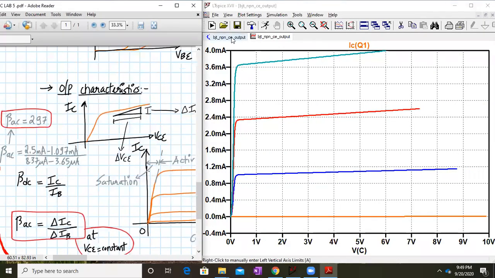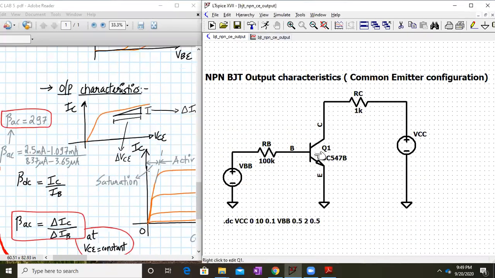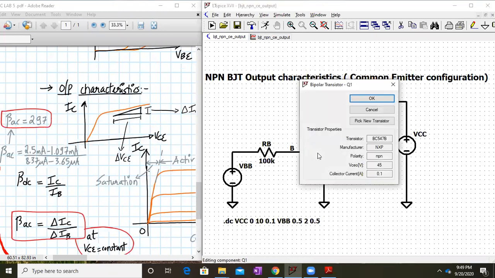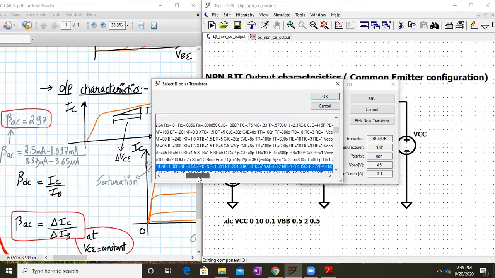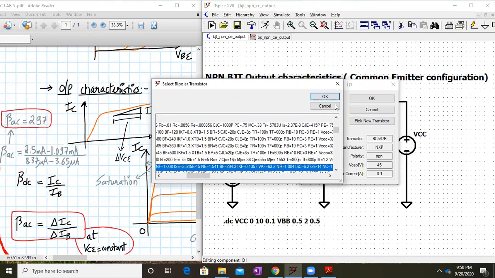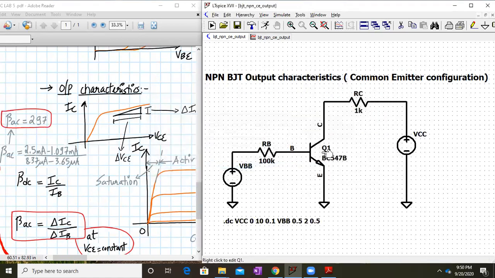Now let us cross check this value of beta AC. I'll right click on this transistor and click on pick a new model, and here I see BC547B. If I scroll below and scroll to the right, I'll see BF here. BF is nothing but your beta. It is around 294.3. So we are getting very close. So we are absolutely correct. That's the way we can check the answer for beta current gain.